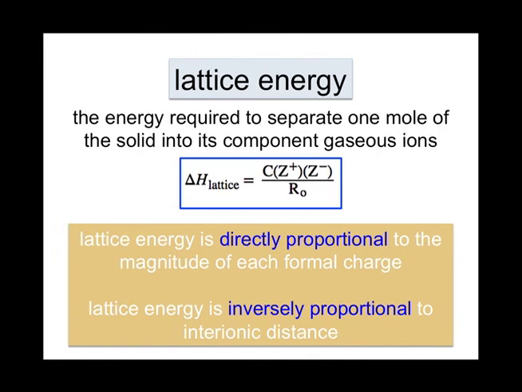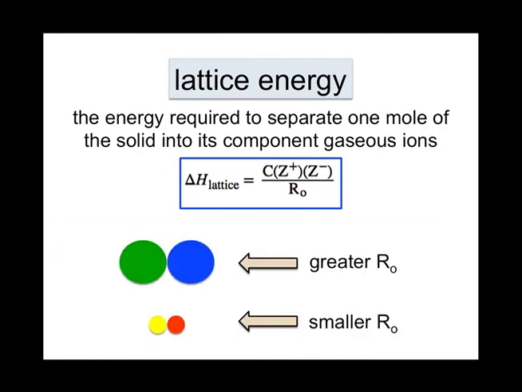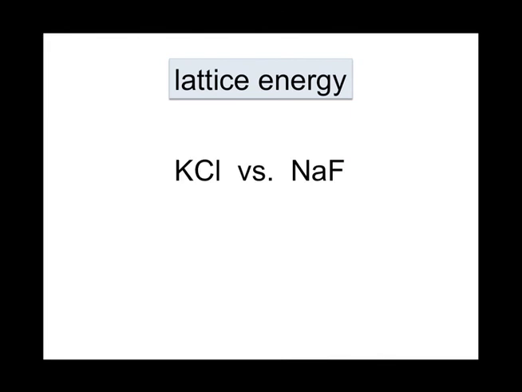That means that just like covalent bonds, larger ions won't be able to get as close to one another as smaller ions, so larger ions end up generating a lattice with less energy. Let's examine these two trends. Which of these compounds would have a greater lattice energy?